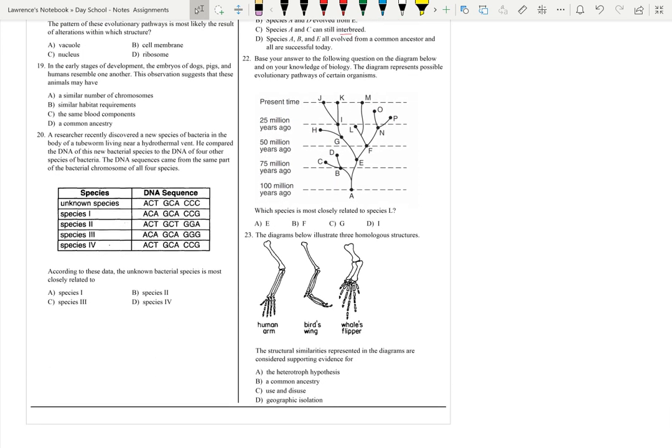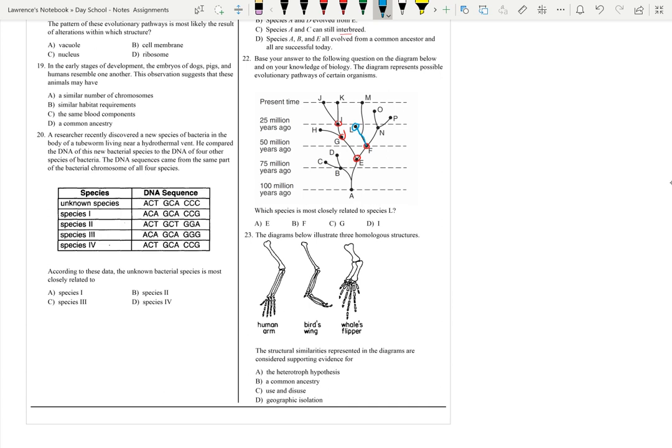22, which species is most closely related to L? Oh, God. Here we go. L. Species E is right here. F, I'm just going to circle them so I know which ones. F, G, and I. G and I. Well, and was closely related to L. L is right here. L has the most.